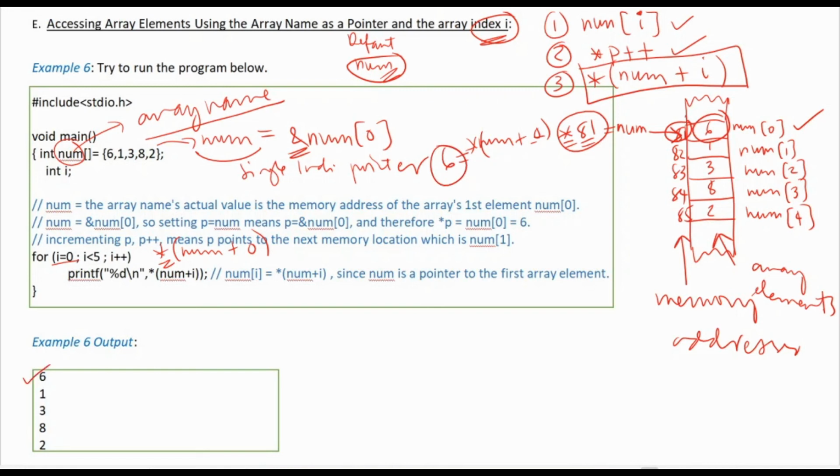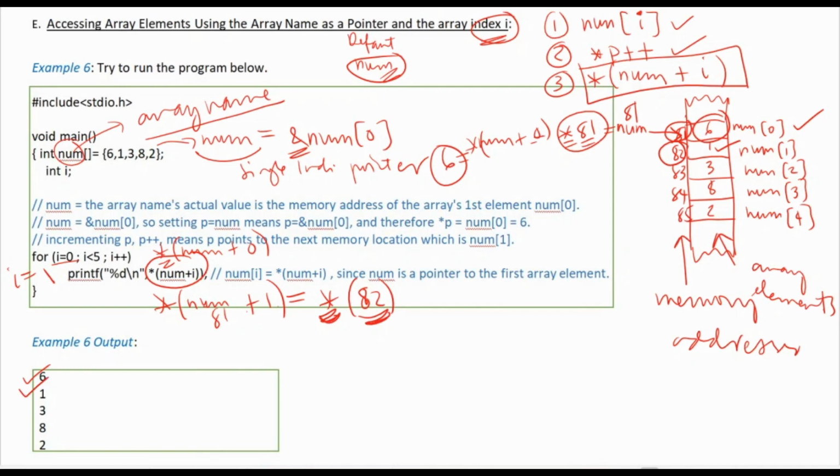And for the second iteration, you increment I, so I now becomes 1. So this expression would become asterisk quantity num plus 1. So the num here is 81, so this is 81 plus 1. That is, the whole expression is equal to asterisk 82, which means the value stored at memory address 82. The value stored at memory address 82 is 1. That's why the output here is 1.